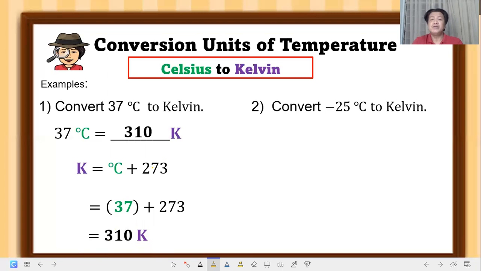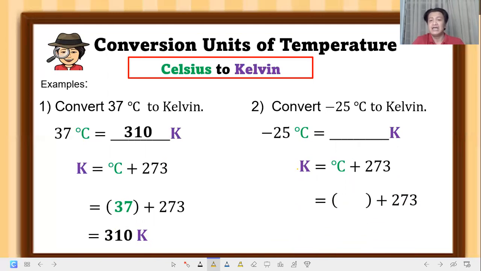Okay, that's number 2. Convert negative 25 degrees Celsius to Kelvin. Okay, same procedure natin. You have to rewrite and then you are going to write the formula. I-add lang natin yung given negative 25 doon sa 273. And you are going to substitute the given negative 25, tsaka mo siya i-add. And that is equal to 248 Kelvin. Yan ngayon yung katumbas ng negative 25 degrees Celsius.